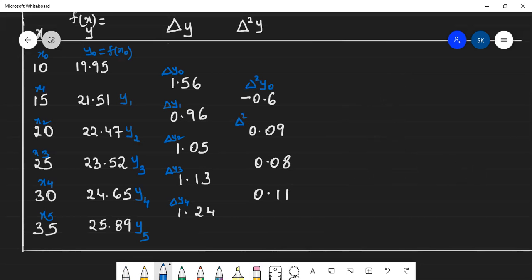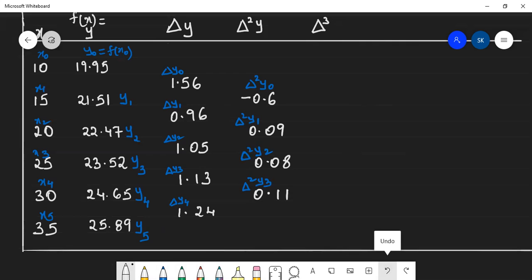This is forward delta square y1. This is forward delta square y2. This is forward delta square y3. Fine. Now I'm going to find forward delta cube y. How to get these values? You'll subtract the previous column values, y values. Delta square y1 minus delta square y0 will give you forward delta cube y0.